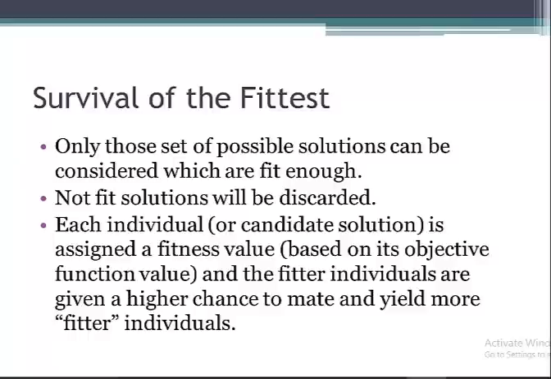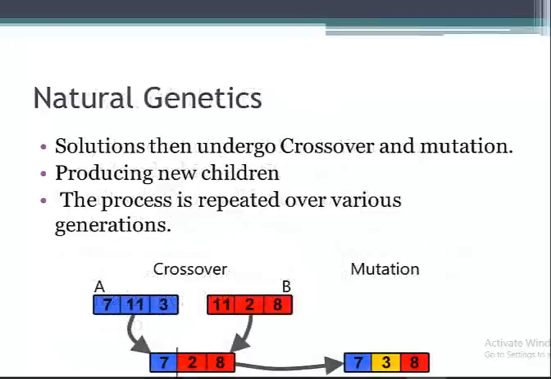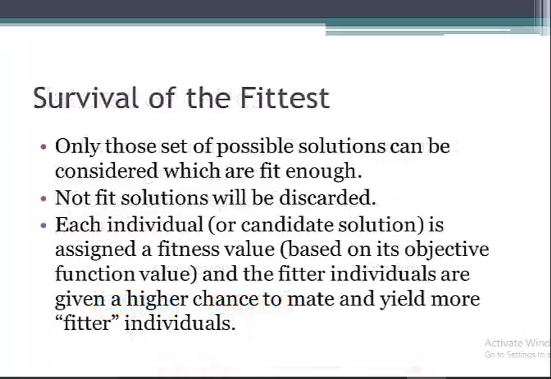So like I explained in the previous slide, let's move back. This A and B were those solutions which were fit according to our objective function, and they were given a chance to produce the new child. With this, we believe that the new child will be more fit according to our objective function.